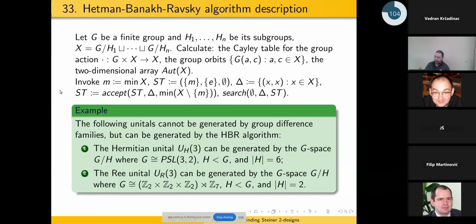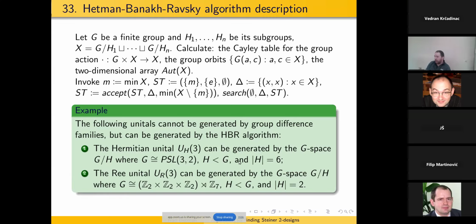And now this answers the problem which motivates this algorithm. So the following unitals cannot be generated by group difference families, but can be generated by this algorithm. So first of all, the Hermitian unital can be generated by a G-space, where G is isomorphic to the second smallest simple group. It is PSL(3,2), consisting of 168 elements.